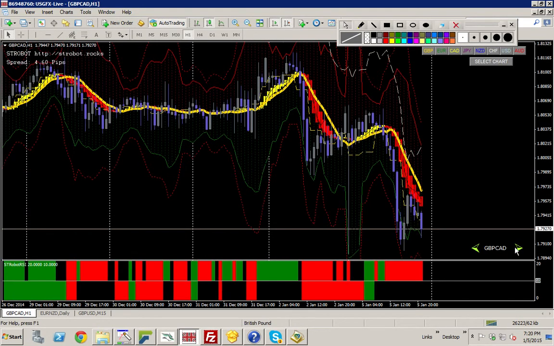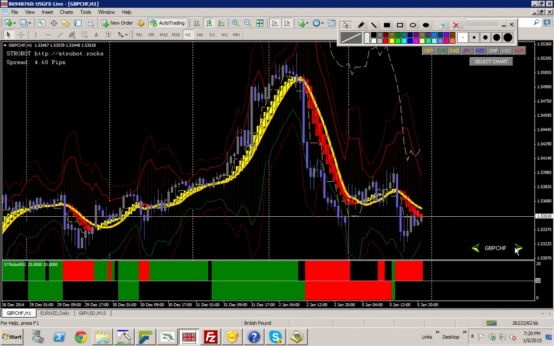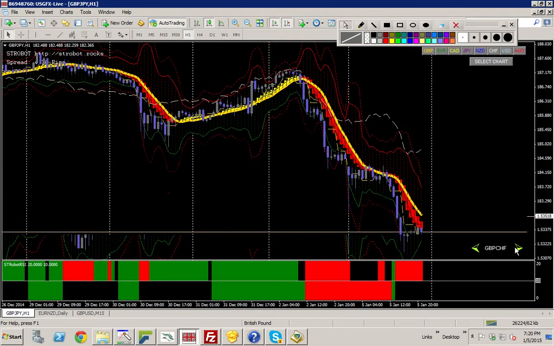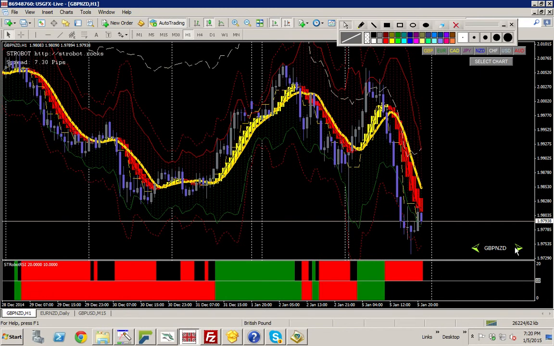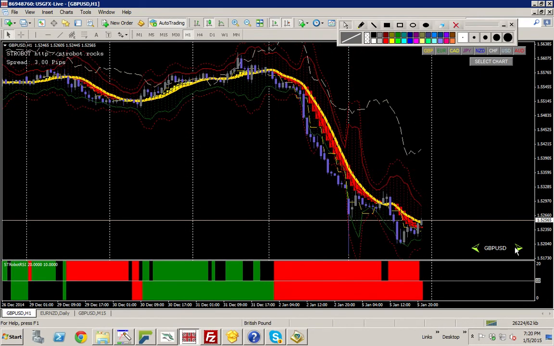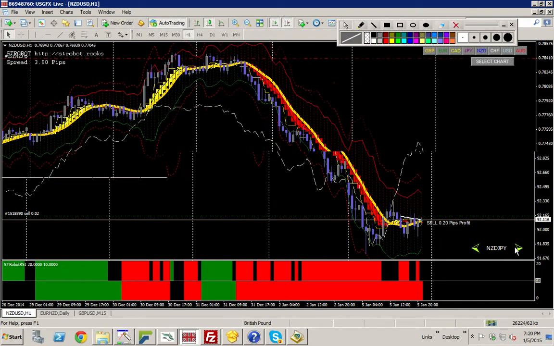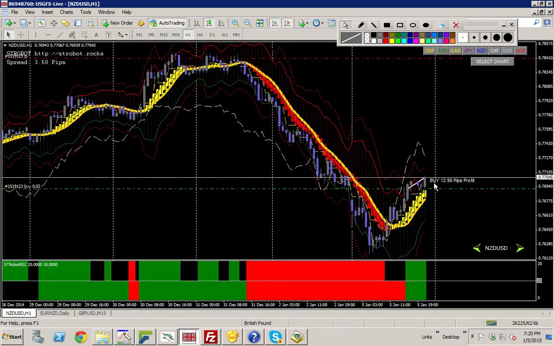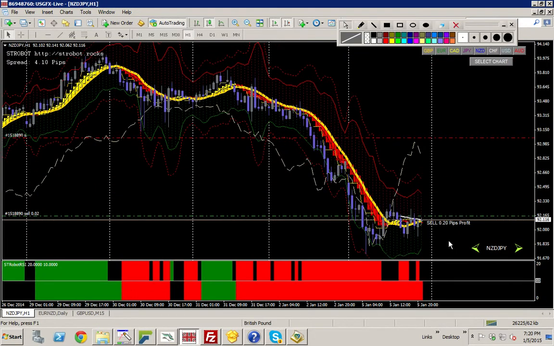However, if it goes bullish, if the bulls take control of it, STRobot will close the trade automatically and probably take a long on it. And you can see all these big lively trades he can identify really, really well. There's another one. There's a buy, 12 pips in profit. Sell. You can actually see him in action. You can see him trading for you.